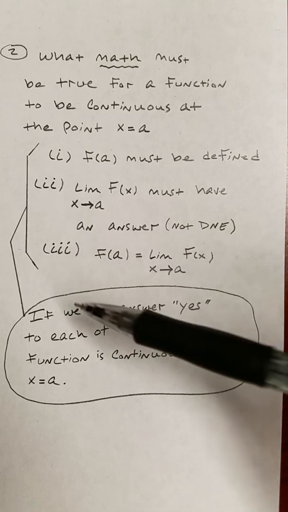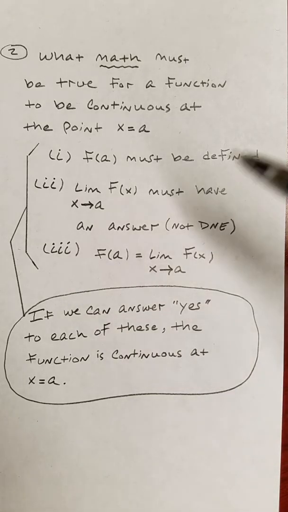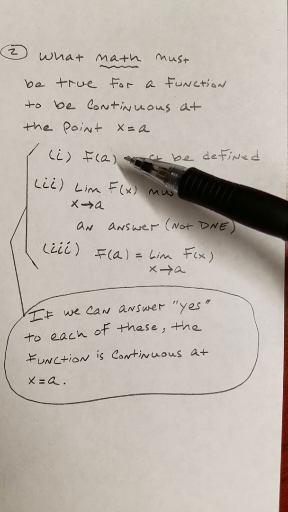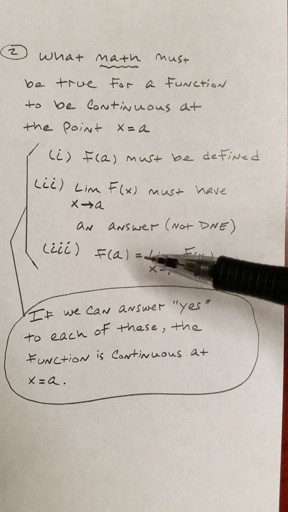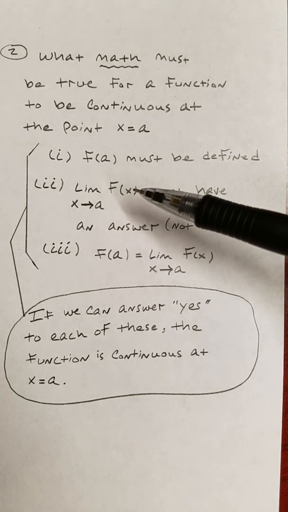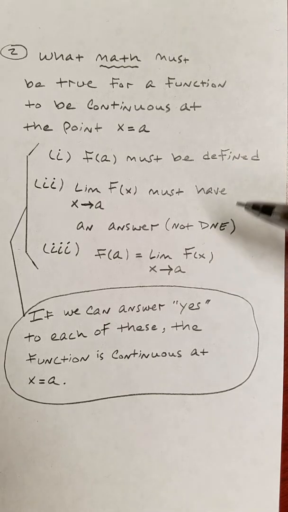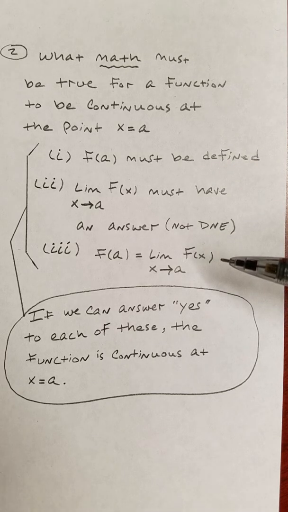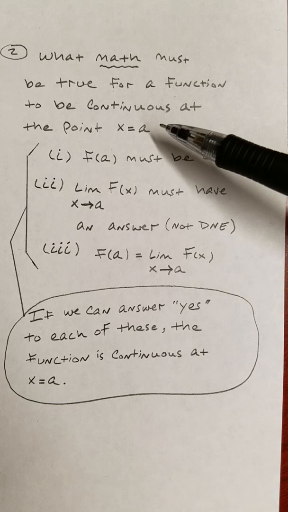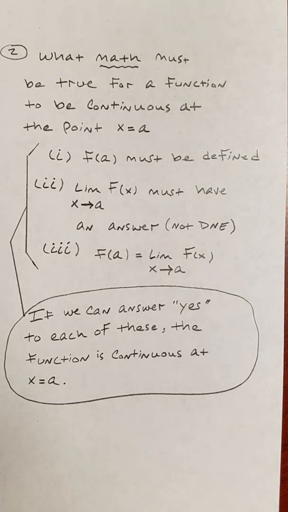All right. What's the third part of the test? The answer you got there has to be equal to the answer that you got there. And if you can say yes to each of these, if it passes each part of the test, it's continuous at the point a. All right. So that's just in a nutshell what has to happen.